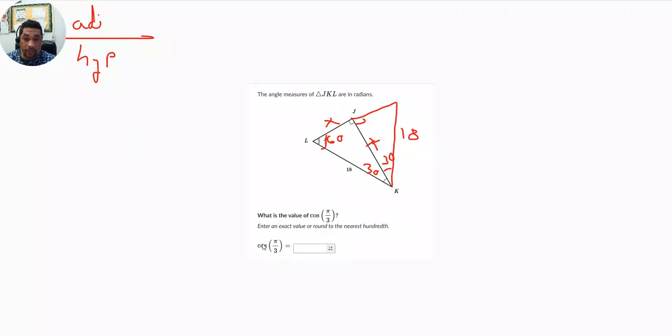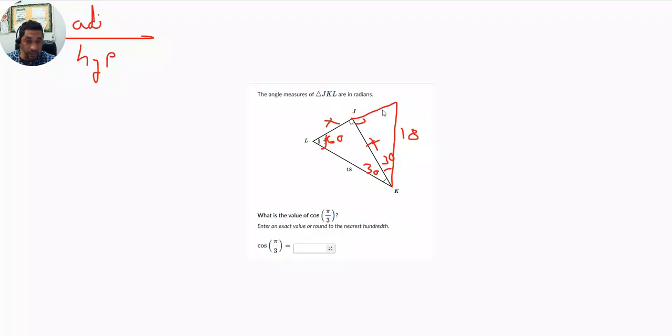So here we're going to find cosine pi over 3. Now, what we need to understand here is that we have a triangle. Pi over 3 is 60 degrees, which makes this 30, which makes this 90.